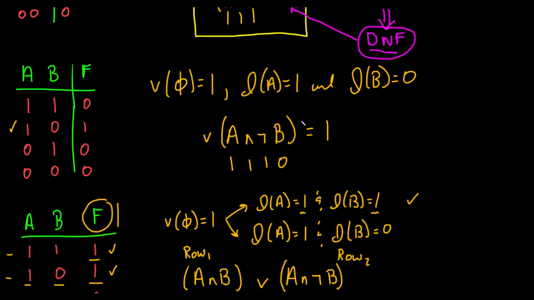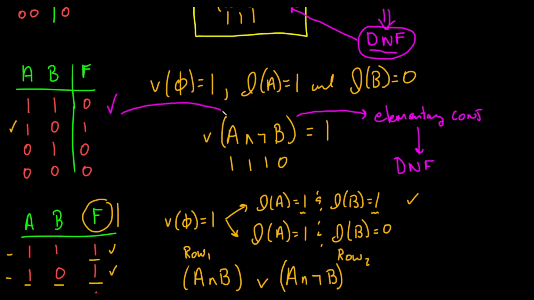Notice again that this particular formula, A and not B, is an elementary conjunction. And since it is an elementary conjunction, this particular formula is also in disjunctive normal form. Again, what we've done is we've taken this truth function and expressed it in terms of a formula that is true whenever the function is true. So it captures this function.